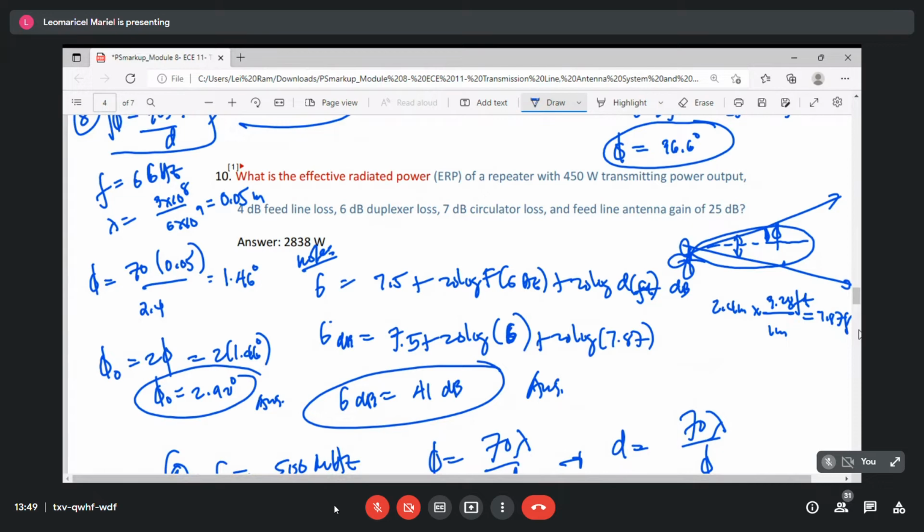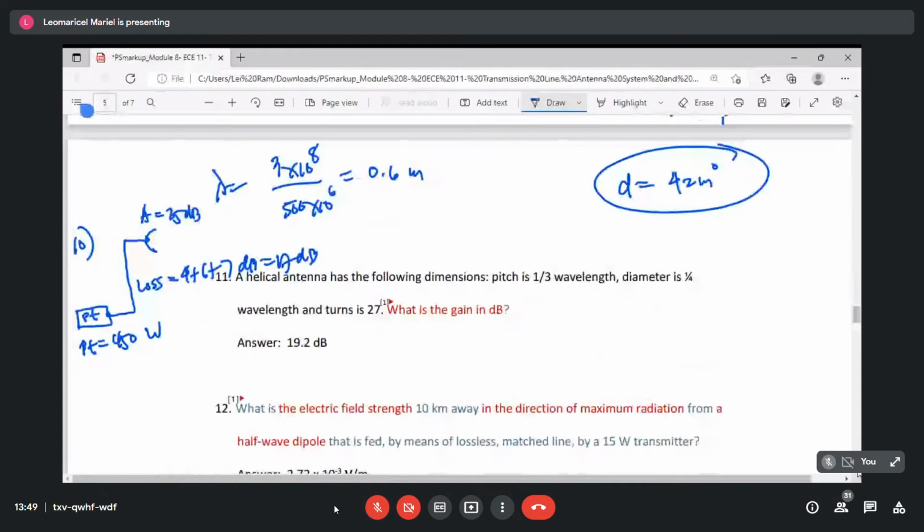Yung antenna mo, 25, 450. So, yung antenna gain mo is 25 dB. Ano ba yung ERP? Yung lilitaw dito. So, pag lumitaw na dyan yan, so that will be the ERP. The ERP is given by PTG. In antenna, yun na yun.